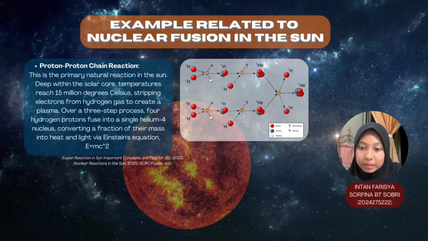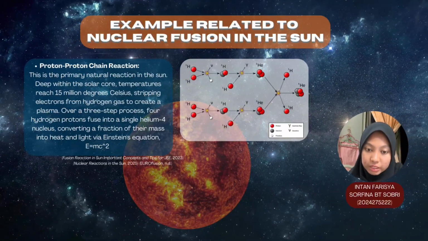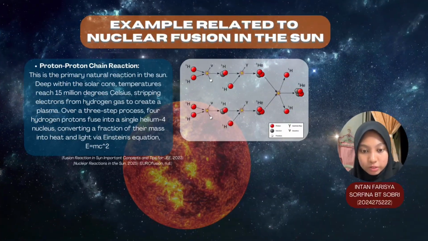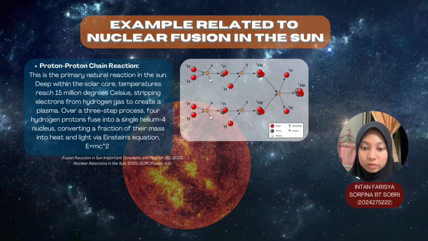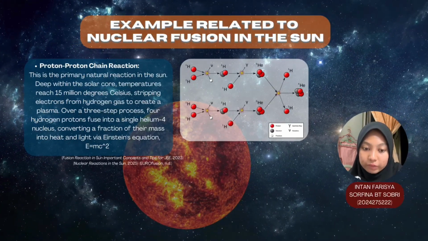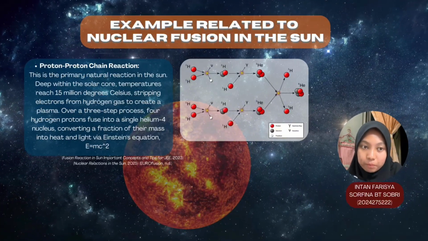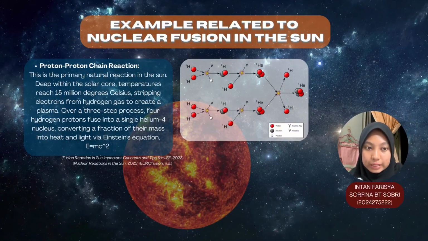Next is examples related to nuclear fusion in the Sun. There is the proton-proton chain reaction. This is the primary natural reaction in the Sun. Deep within the solar core, temperatures reach 15 million degrees Celsius, stripping electrons from hydrogen gas to create a plasma. Over a 3-step process, 4 hydrogen protons fuse into a single helium-4 nucleus, converting a fraction of their mass into heat and light via Einstein's equation. This is a natural process that powers the Sun. 4 hydrogen atoms combine into helium and release huge energy.